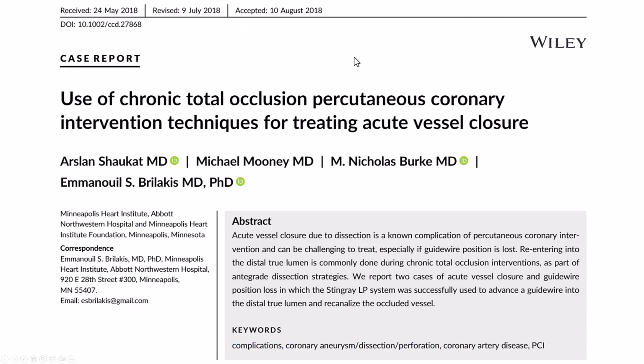Also rarely, CTO PCI techniques can be used in non-CTO PCI, for example, to treat complications such as acute vessel closure using antegrade dissection reentry or the retrograde approach.